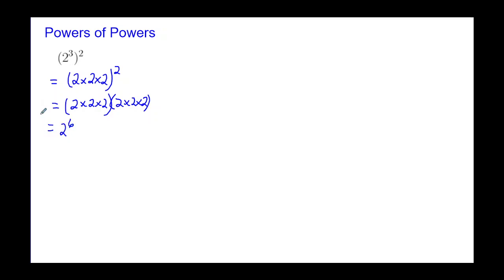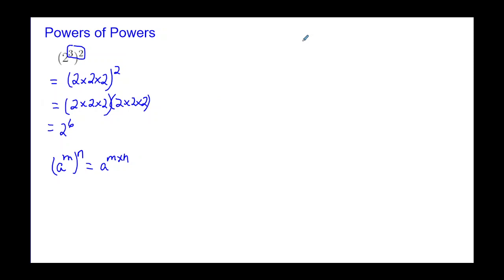And so notice here the rule for powers of powers: if we have powers of powers, so exponents to exponents, the rule is keep the base and multiply the exponents. So generally speaking, a to the m to the n is equal to a to the m times n.